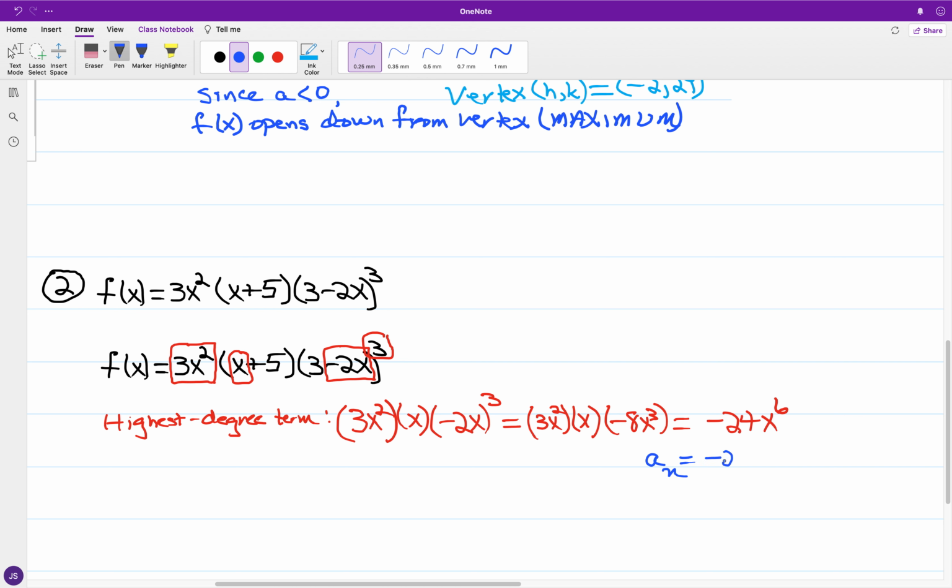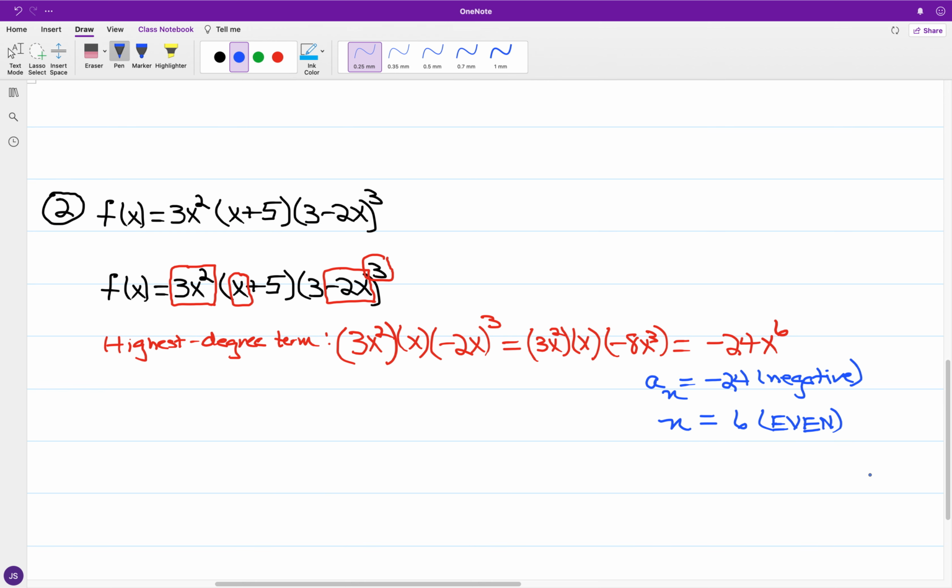So with the characteristics of the highest order term, a of n is equal to negative 24, so that is negative, and in the case of n, n is equal to 6, which is even. So a of n is negative, and n is even.